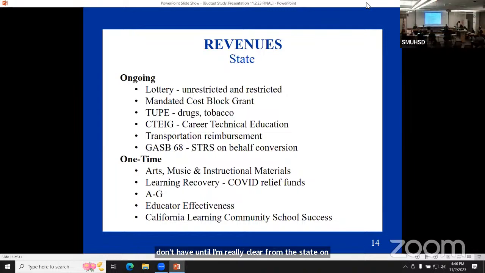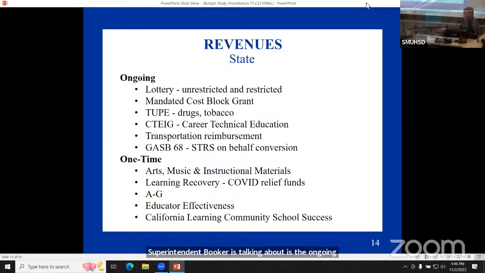Again, sorry, just to clarify. So what Superintendent Booker's talking about is the ongoing ones that we haven't received yet. Correct. We did come up with a plan for the one-time block grant. Yes. And then we were told, no, you're not going to get all that money. You're going to get $1 million less.